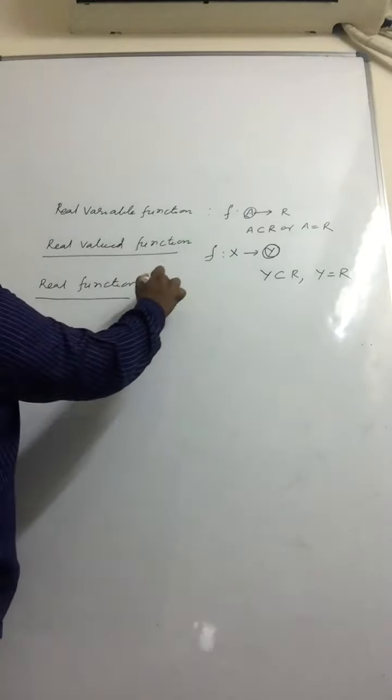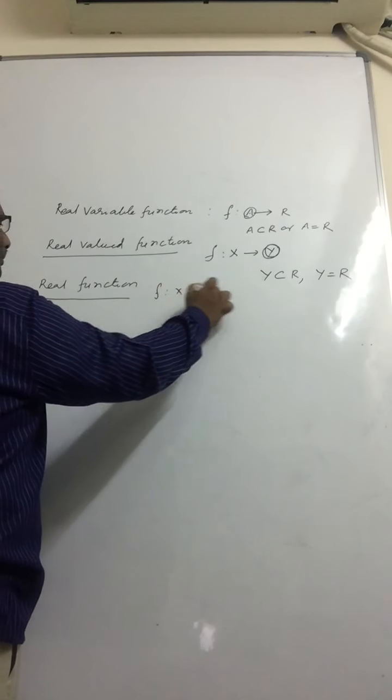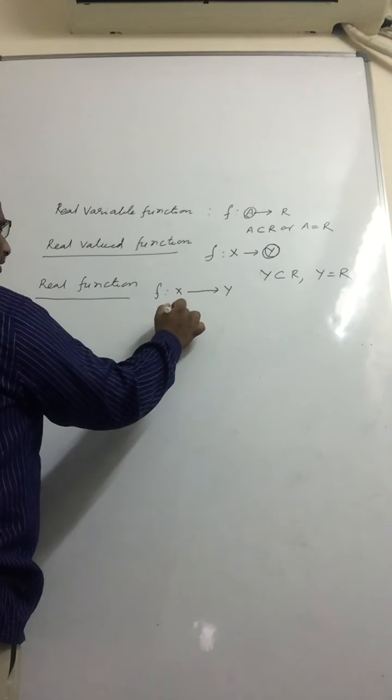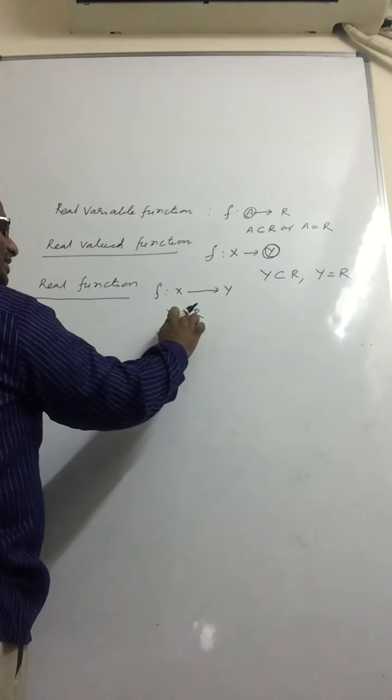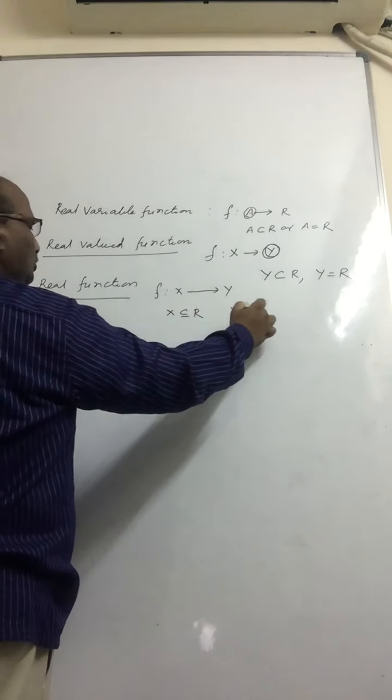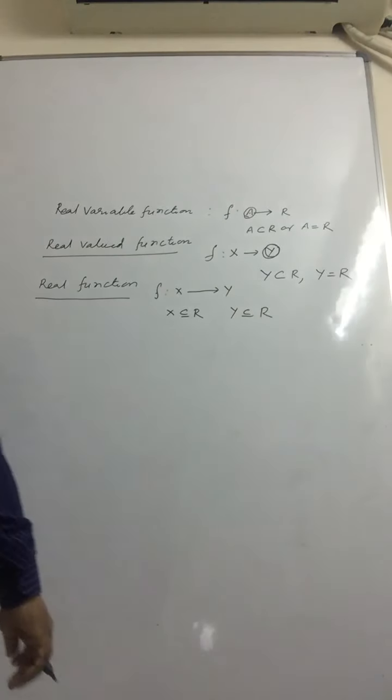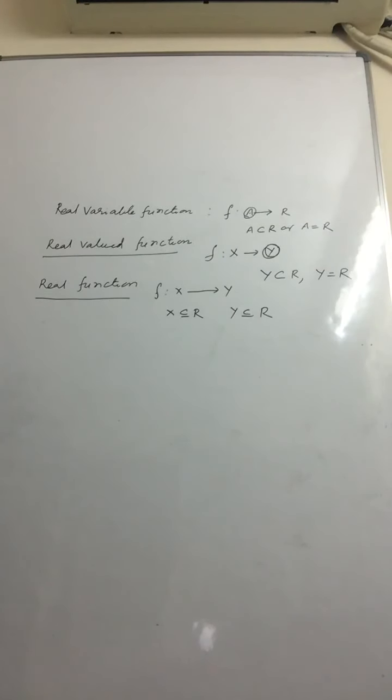A real function f maps from X to Y. X is either a subset or equal, and Y is also either a subset or equal. So this is the difference between real variable, real valued and real functions.